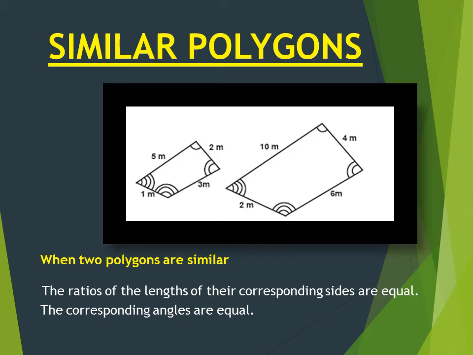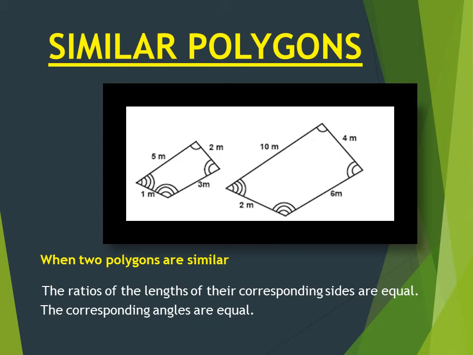If you consider the first side of the first quadrilateral, 5 meter, and the corresponding side of that in the other polygon is 10 meter. So 5 by 10 is 1 by 2. Similarly, consider the side which is 1 meter in the first quadrilateral, and the corresponding side of that in the second quadrilateral is the 2 meter side, isn't it? So again it is 1 by 2.